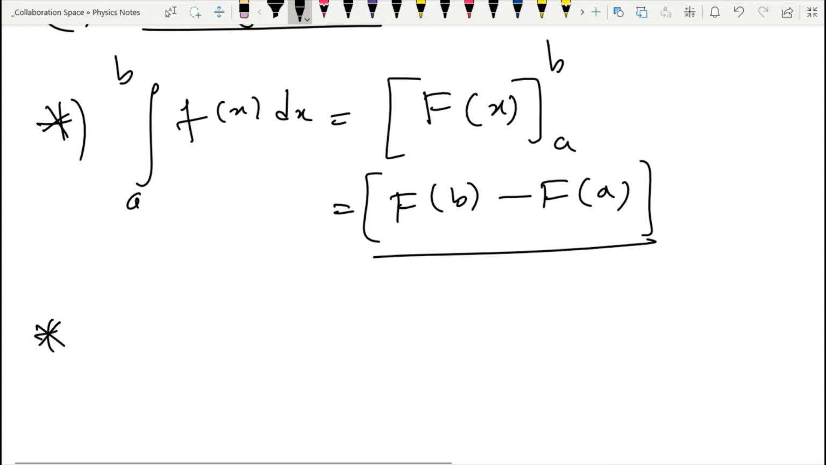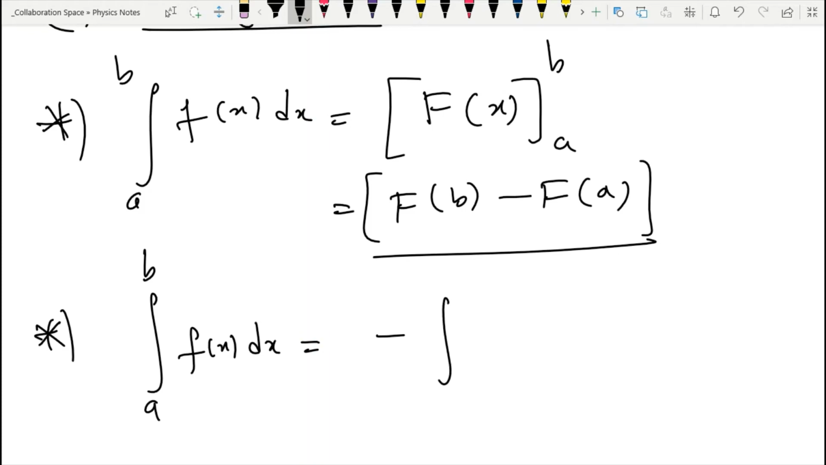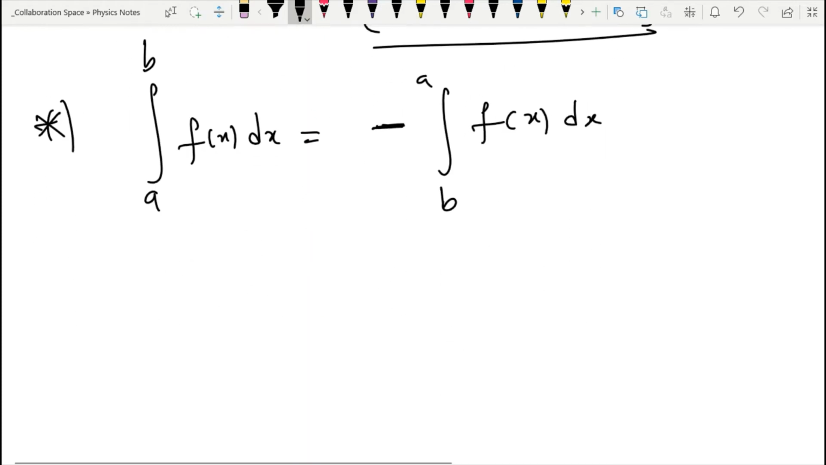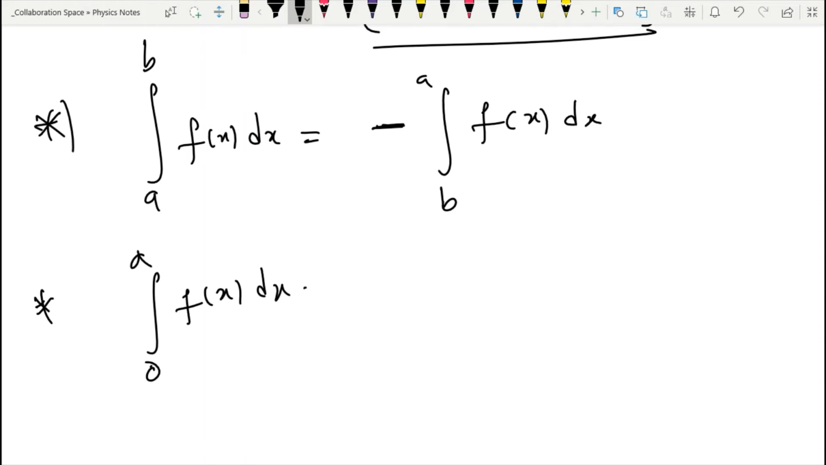So you can see this integration a to b, f of x dx can be written as integration minus b to a, f of x dx. See, I am just changing the limits. If I change the limits of integration, you will get minus sign in front of the integration in this manner. And you can also do like this, integration 0 to a, f of x dx can also be written as integration 0 to a, f of a minus x dx. So these are another set of basic, very important formulas.